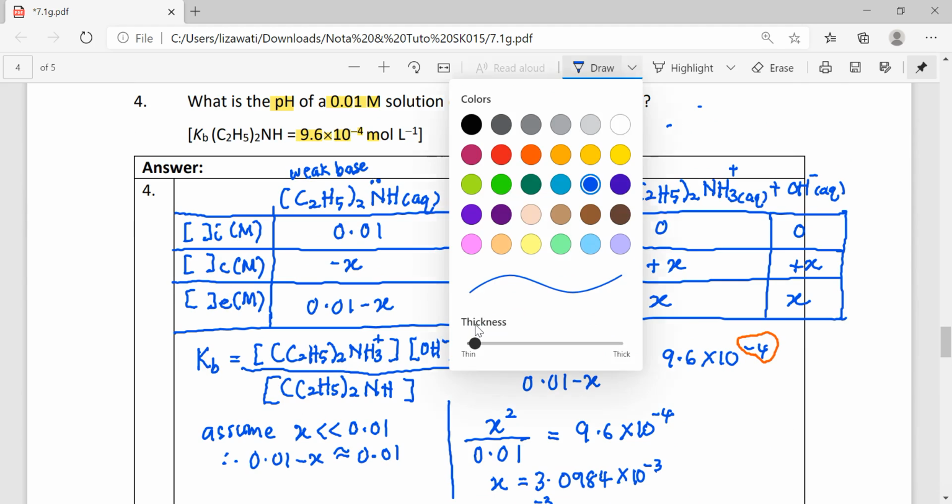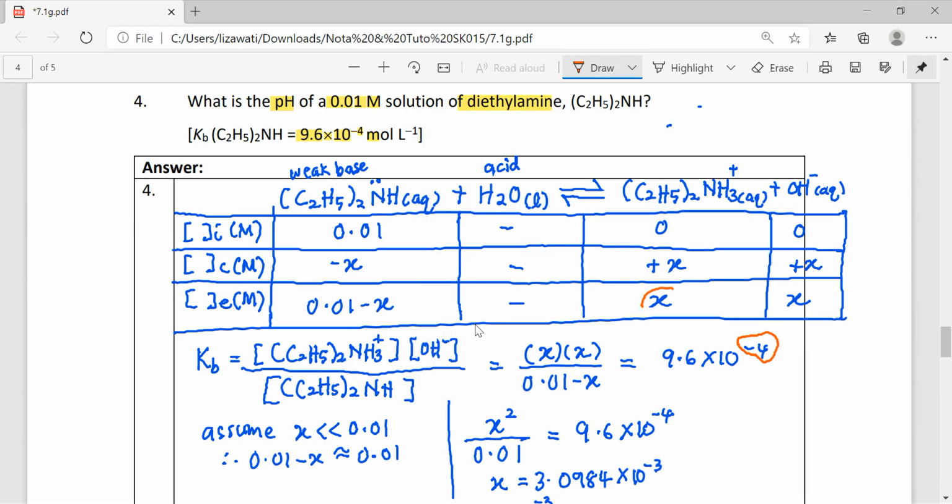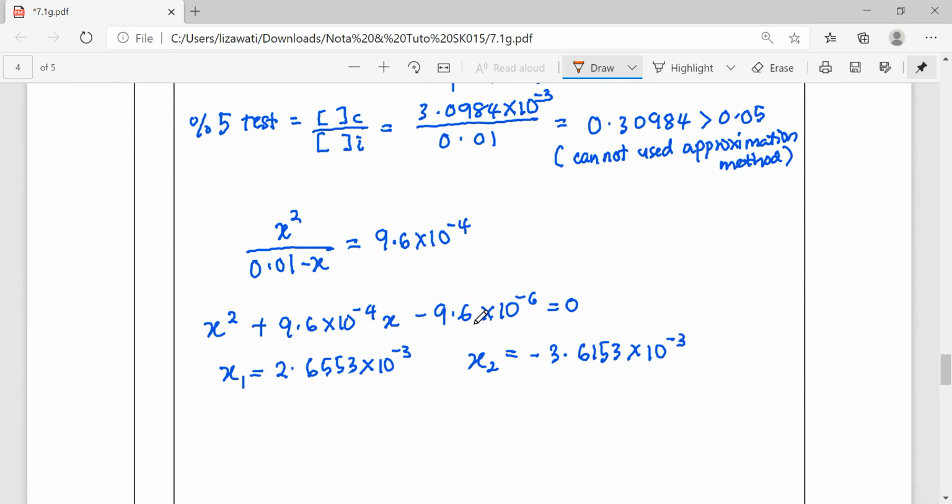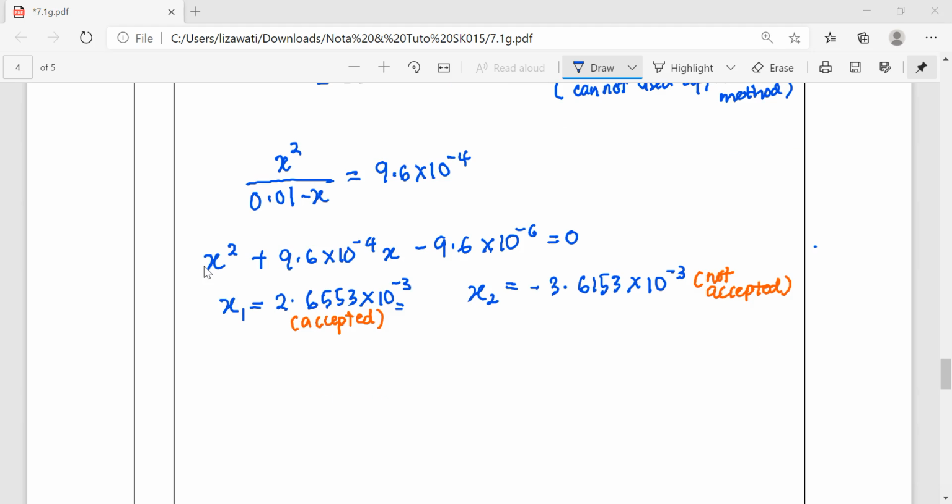So actually, the value of x here refers to the concentration at equilibrium. Therefore, we choose the positive value since concentration cannot be a negative value. So this one we accept. Okay, x2 not accepted. From the values of x1 and x2, we accept x1. So x1 actually refers to the concentration of OH minus. Don't forget to write the unit for the concentration, which should be molar.